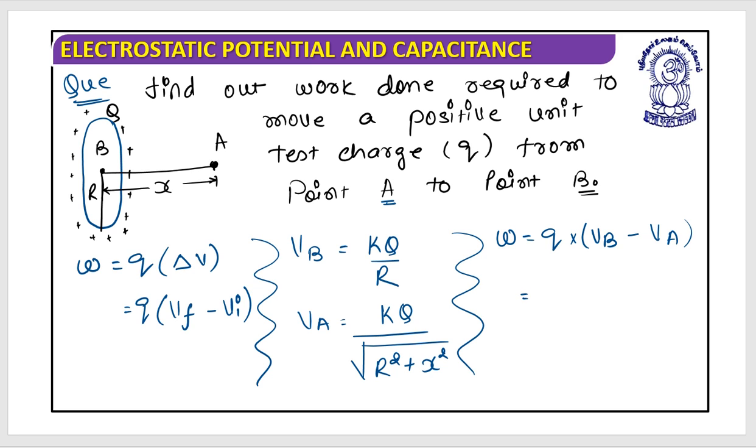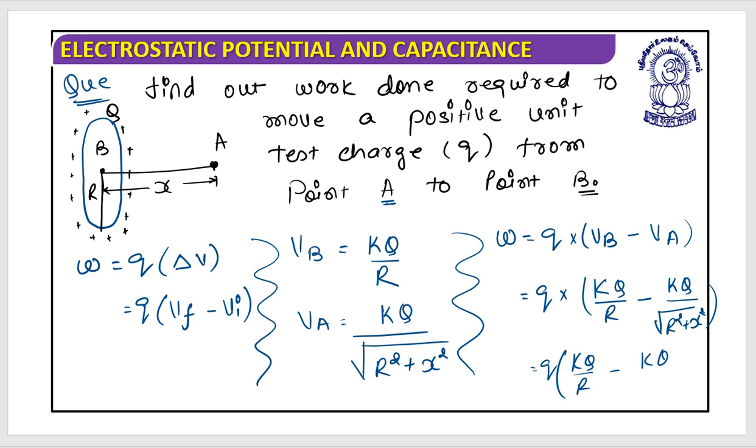So this would be equal to Q multiplied by potential at B, which is KQ by R, minus potential at A, which is KQ divided by root of R square plus X square. Q multiplied by KQ by R minus KQ divided by root of R square plus X square joule. This would be your answer. Yes, this would be your answer. This is the final answer.